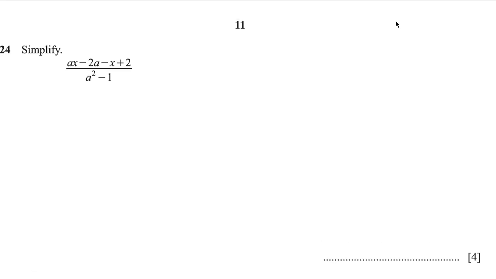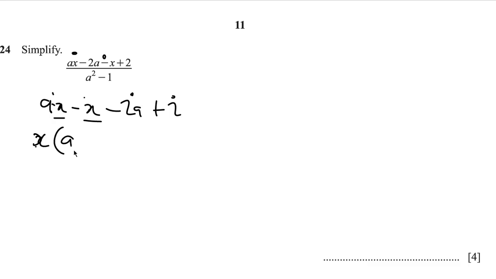Okay, question 24 says, simplify (ax - 2a - x + 16) divided by (a² - 1). So we can simply collect the like terms here. And then what we're going to have is ax - x, -2a + 2, because there's a factor of 2 here. We have x here, we have x here. So we factor out x, and then x is common to ax and -x. So ax divided by x is a, right? And then -x divided by x is -1.